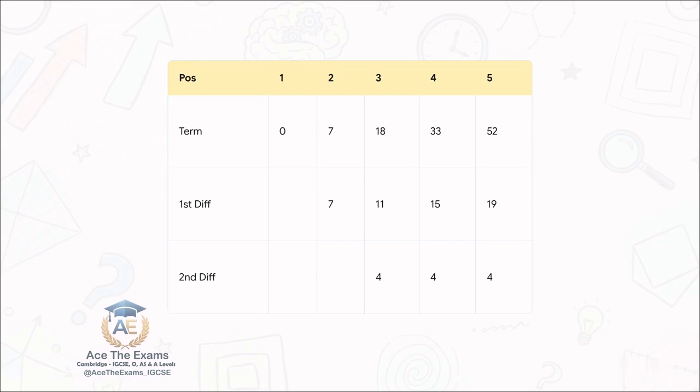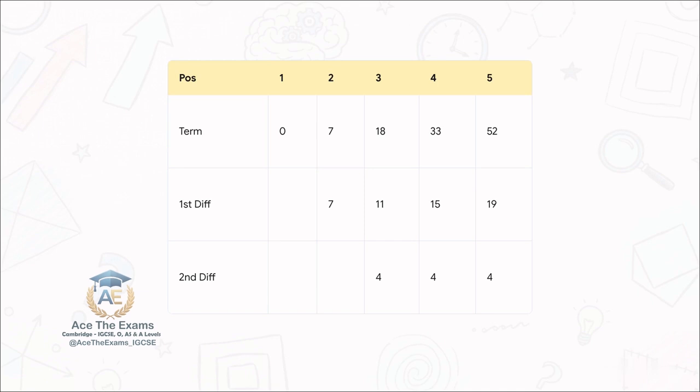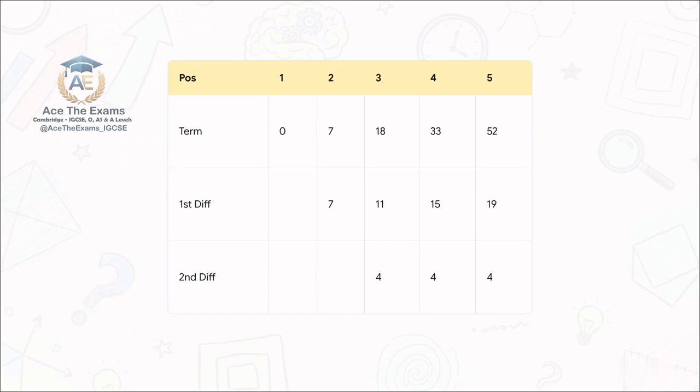Boom, time's up on the scan. Did you spot it? We have a constant second difference. This is our evidence. The absolute moment you hit a constant second difference, you immediately write down your point. This is a quadratic sequence. Tn equals an squared plus bn plus c. You have just secured your method marks just by identifying the structure.